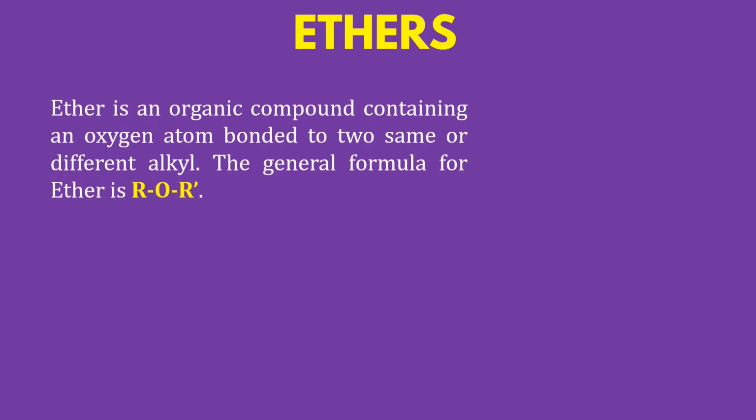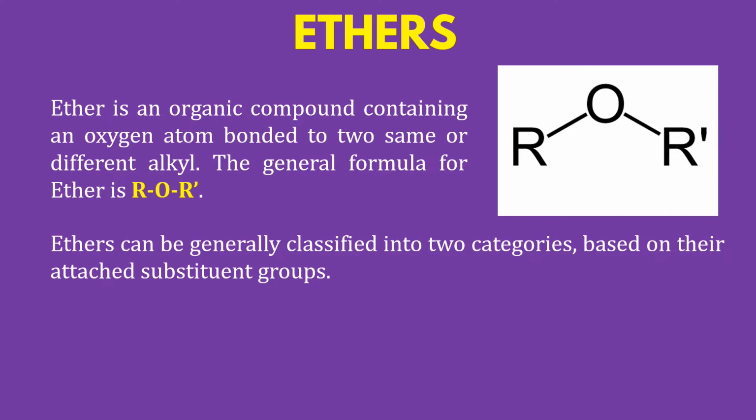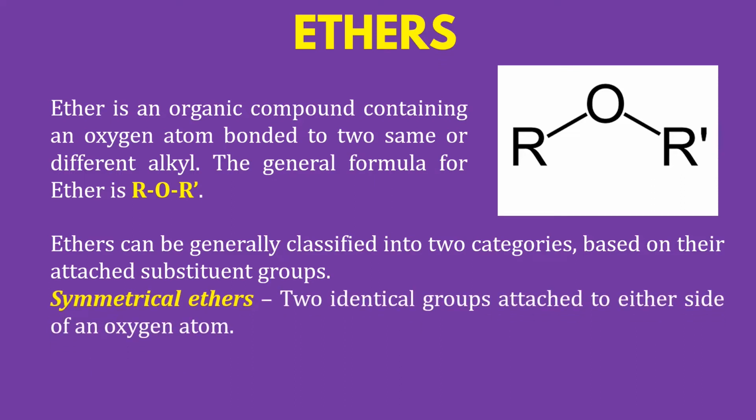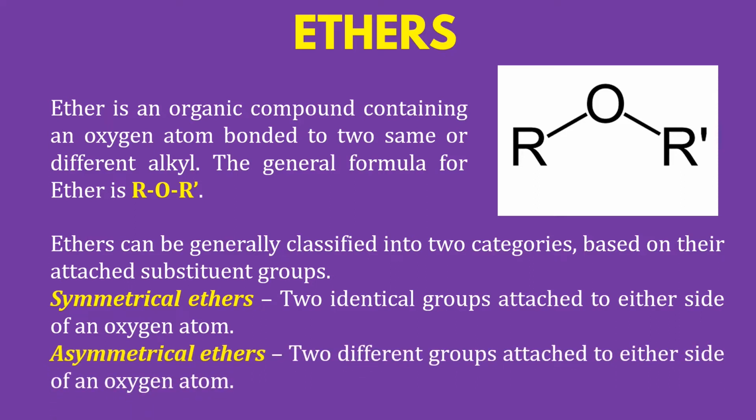Ether is an organic compound containing an oxygen atom bonded to two same or different alkyl groups. The general formula for ether is ROR, wherein ethers can be generally classified into two categories based on their attached substituent groups. First, symmetrical ethers, two identical groups attached to either side of an oxygen atom, and the other one is asymmetrical ethers, two different groups attached to either side of an oxygen atom.